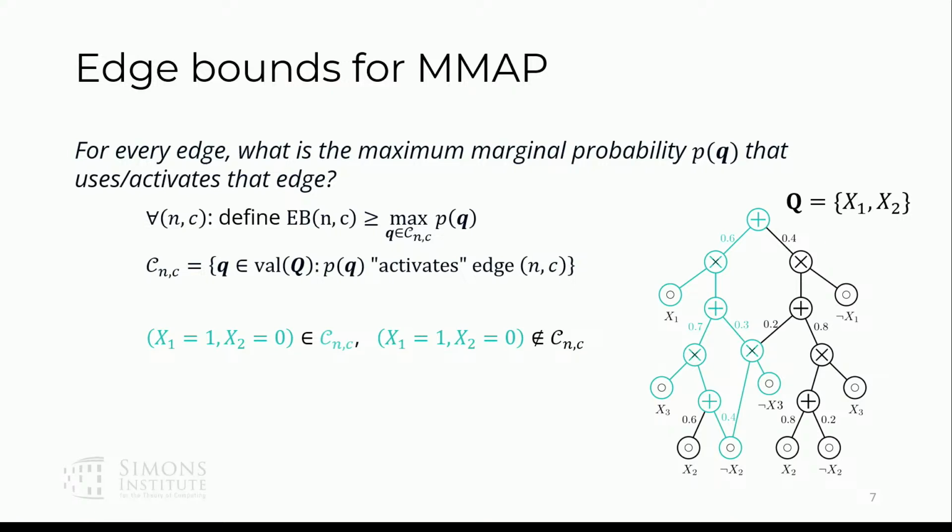So in the earlier example we were looking at, this partial assignment that we were looking at appears in this set C for all the edges that are highlighted in blue, and then it will not appear in the other edges that are not highlighted.